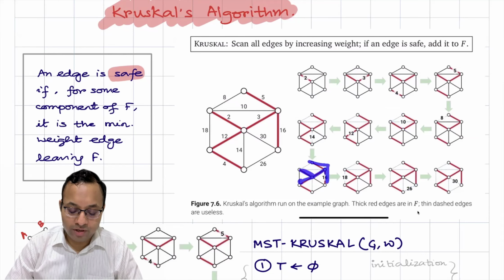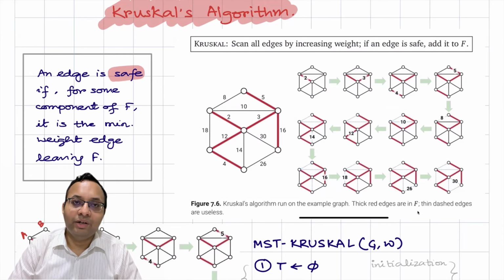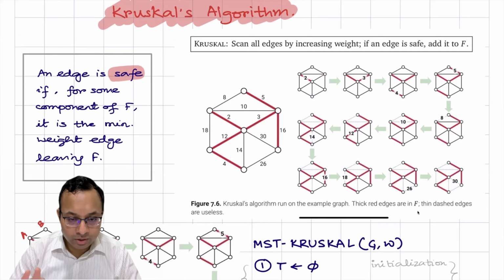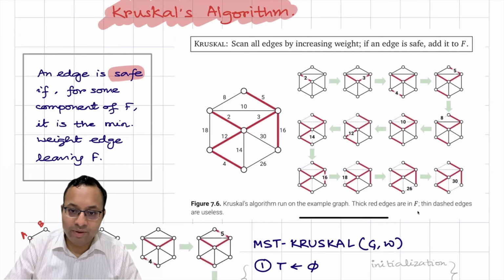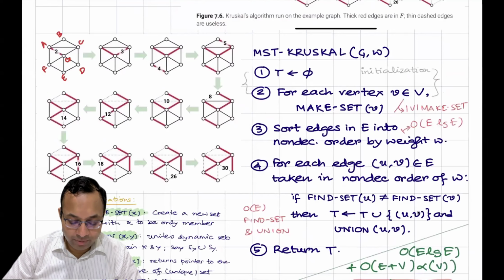In fact, we could have stopped just after this, because by that time we have 1, 2, 3, 4, 5, 6 edges, and this has 7 vertices. A spanning tree with n vertices will have n minus 1 edges. So after having 6 edges we could have stopped. So this is Kruskal's algorithm. Now we'll see the implementation, and again we'll go over the meta algorithm that we talked about. We'll see the details. So this is the implementation.